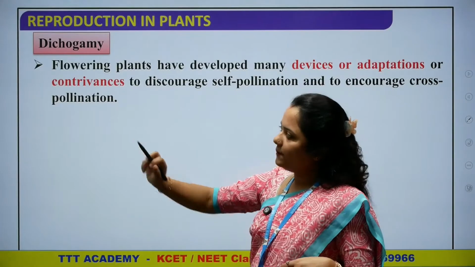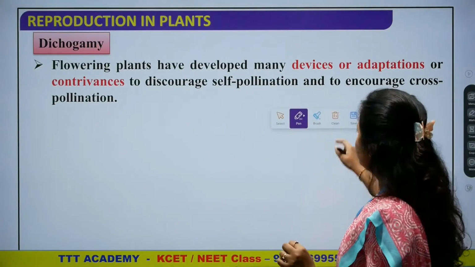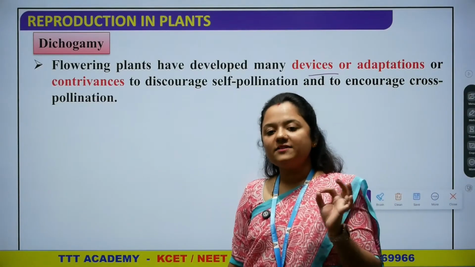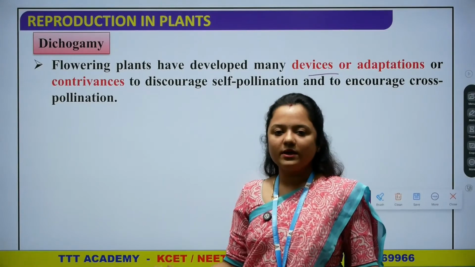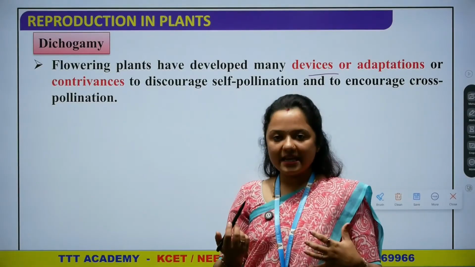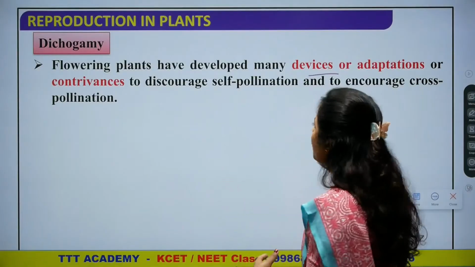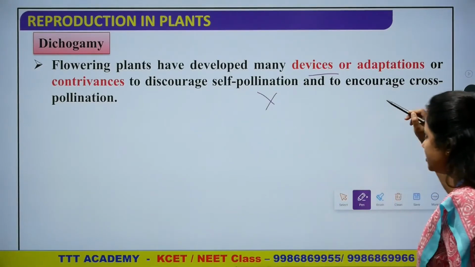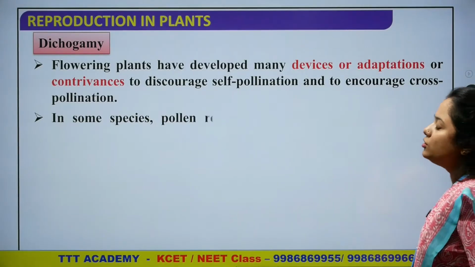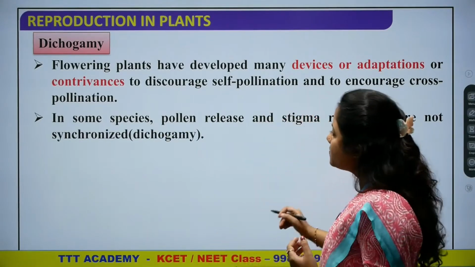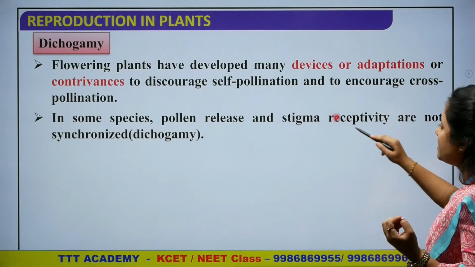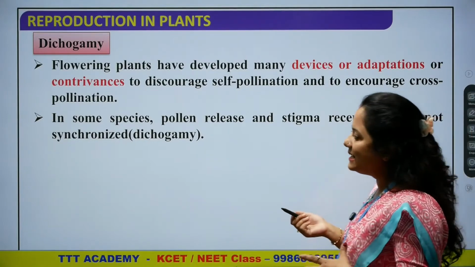Okay, so dichogamy is the condition wherein flowering plants have developed devices. Previously we learned that devices are not scientific instruments or equipment. They are just adaptations or modifications that the plant itself has taken for encouraging cross-pollination, discouraging self-pollination. All right. Then in some of the species, what happens here? The pollen release and stigma receptivity are not synchronized.